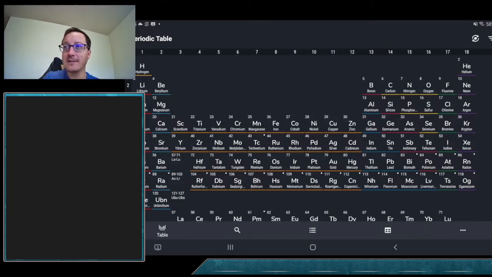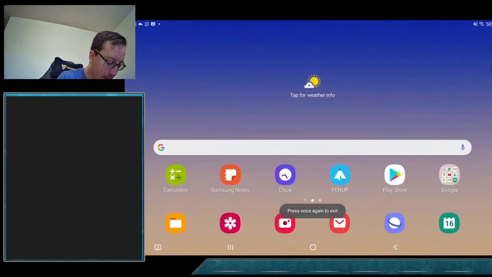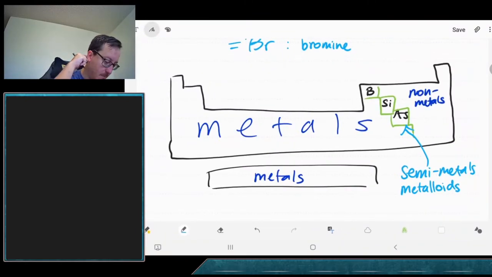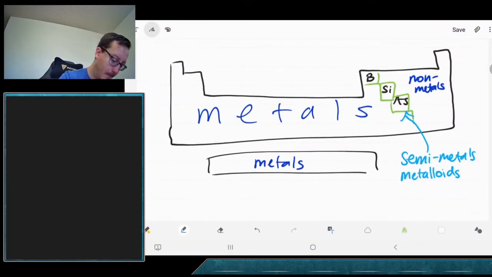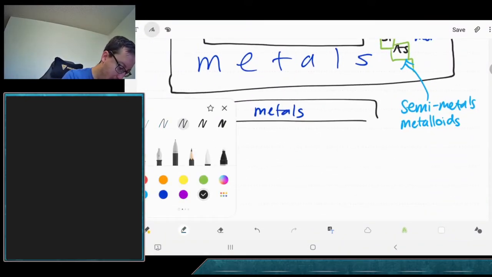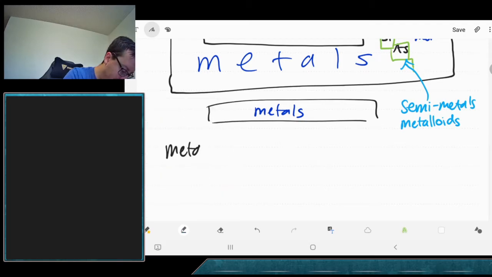We're going to see the nonmetals are a bit more varied in their properties, but the metals tend to be essentially very similar to each other. Okay, let's talk about what we mean by these things. What are metals? How do we know something's a metal?